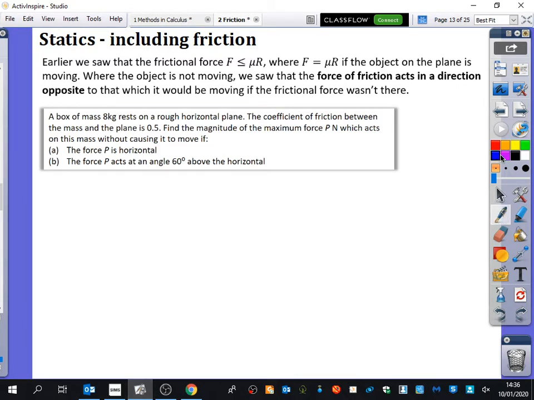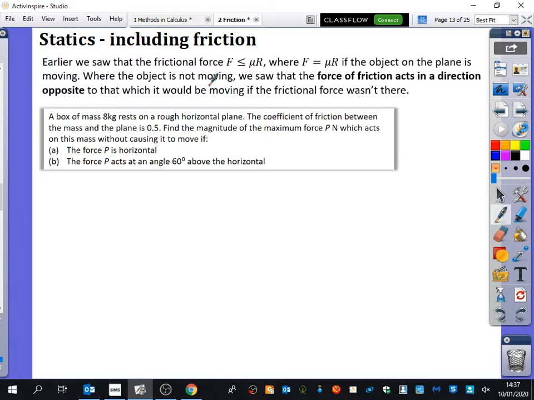So I've said here, earlier we saw that the frictional force F was less than or equal to μR, right? We knew that it reached that particular threshold, and after that point it couldn't get any more. That's why it was always less than or equal to μR, where F is equal to μR if the object on the plane is moving. Where the object is not moving, we saw that the force of friction acts in a direction opposite to that which it would be moving if the frictional force wasn't there.